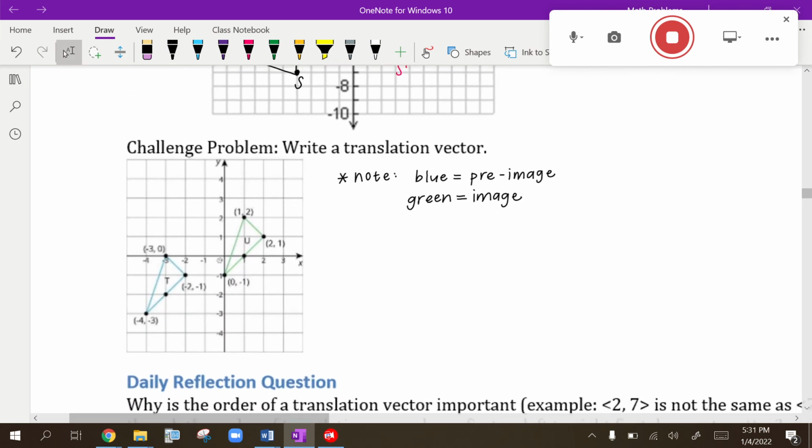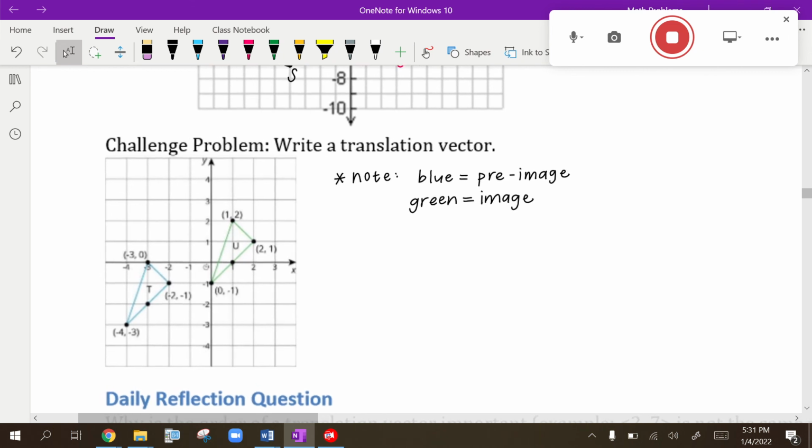Alright, last but not least, I'd like you to try this challenge problem, and what I want you to do is try to see if you can write the translation vector. You want to start on the blue and end on the green. This is very similar to what we did on the activity with the rigid motion, the transformation golf. I want you to see if you can come up with the translation vector this time.